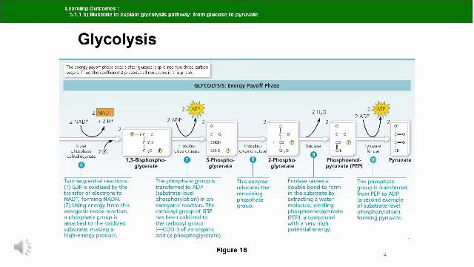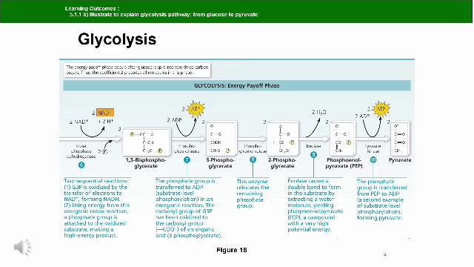Glyceraldehyde 3-phosphate, G3P, is oxidized when it transfers its electrons to NAD+. NAD+ is reduced, forming NADH + H+. Using energy from this exergonic redox reaction, an inorganic phosphate from the cytosol is used to phosphorylate G3P, forming 1,3-bisphosphoglycerate.